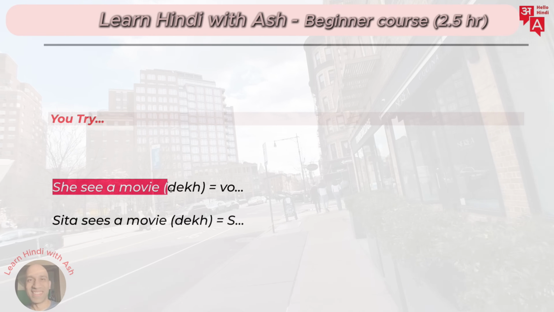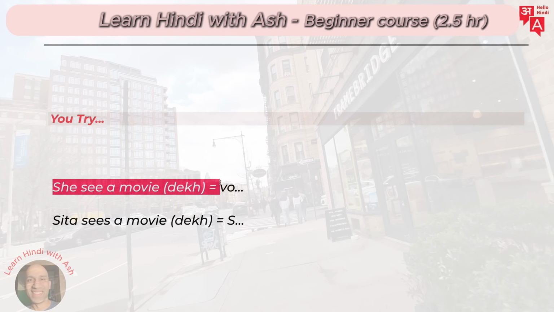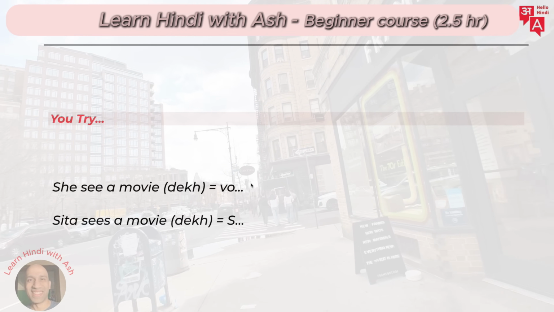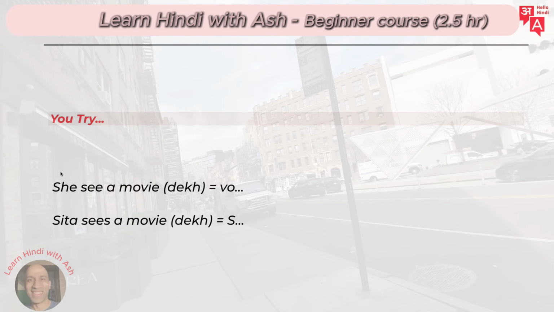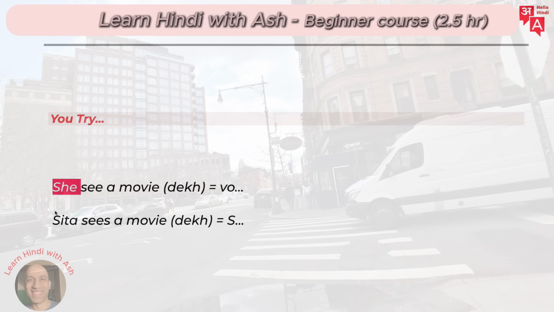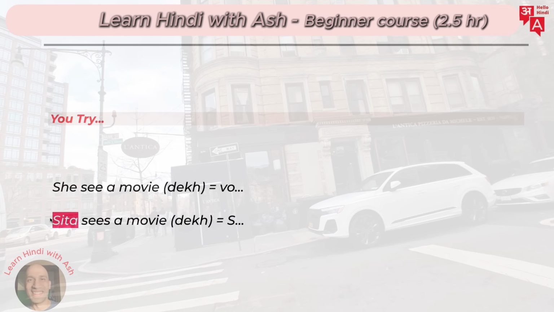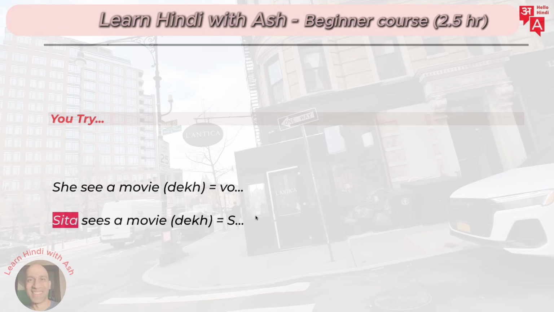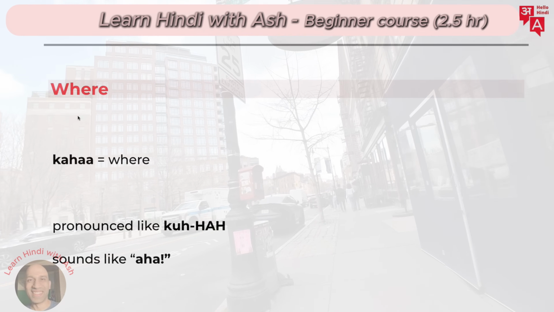How can you say she sees a movie? Yes, she sees a movie. Wo movie. I think you know what to do next. Remember, don't forget the ti and the hai. Now she becomes Sita. This is the main idea here. Sita is the name of a woman, and you can use it like this, right? So Sita sees a movie. Easy enough for you. Let's move on to the real question.